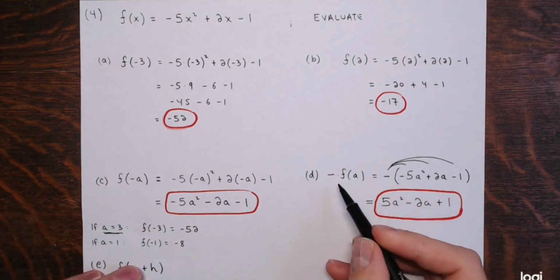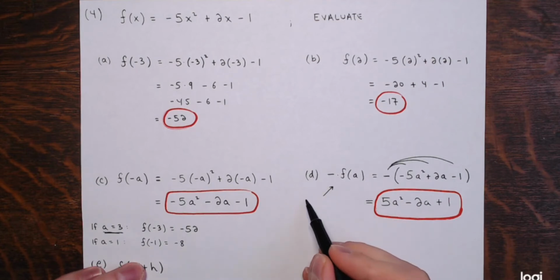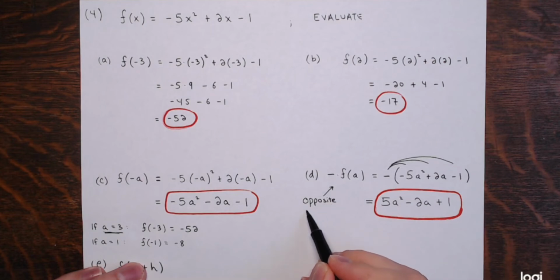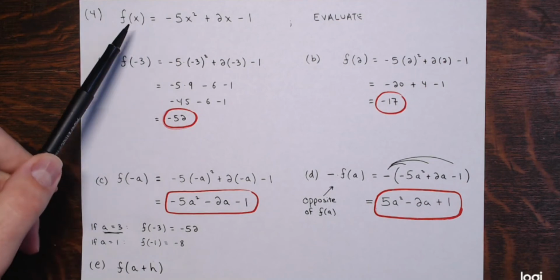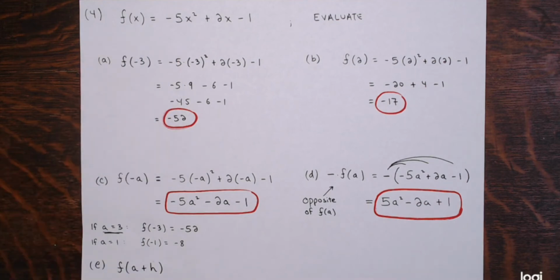But notice this is the opposite of f of a. -1 times f of a. So this is actually not going to give us points on the graph. It's going to give us points on the opposite of this graph. Right. Let me show you.